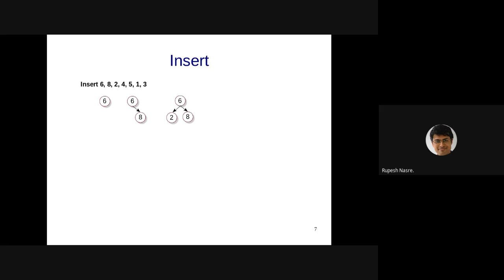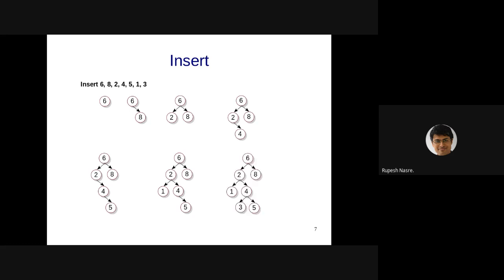Then comes 4. 4 has to go to the left of 6 and right of 2, and therefore the tree becomes like this, right? This is a binary search tree. Then comes 5, it goes to the right of 4. Then comes 1, which goes to the left of 2, and then 3 goes to the left of 4, right? So it compares with 6, goes to the left, compares with 2, goes to the right, compares with 4, goes to the left. So that should be the tree, which matches with what Naimisha had also written. Okay, any questions on this part?